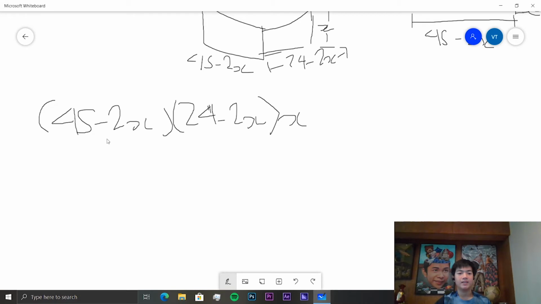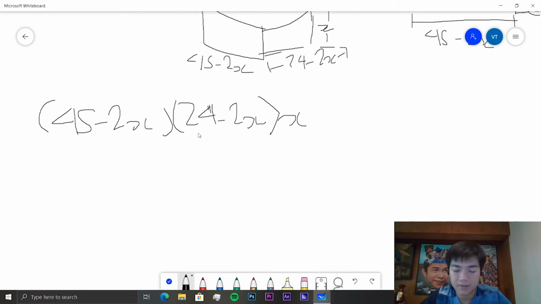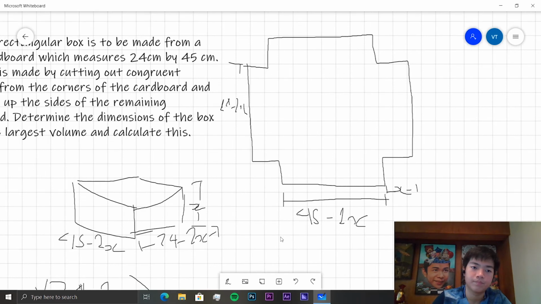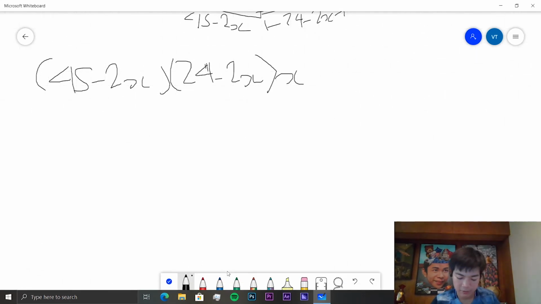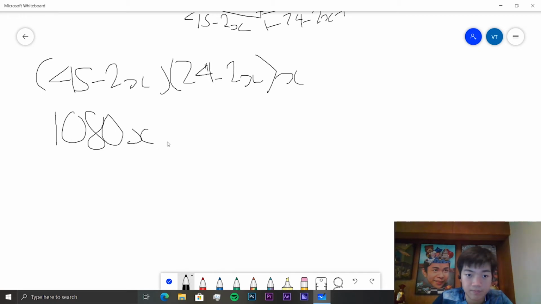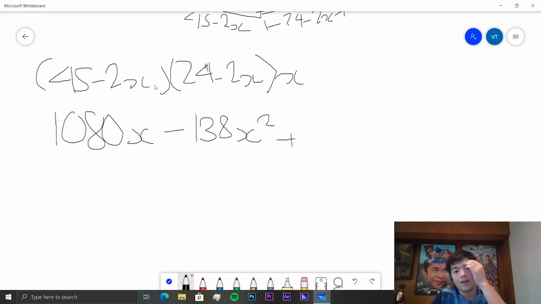And so we get 45 times 24 times x. So this would be 10,080x minus 2 times 24 plus 2 times 45, which is 138x squared. And then we have plus 4x cubed.